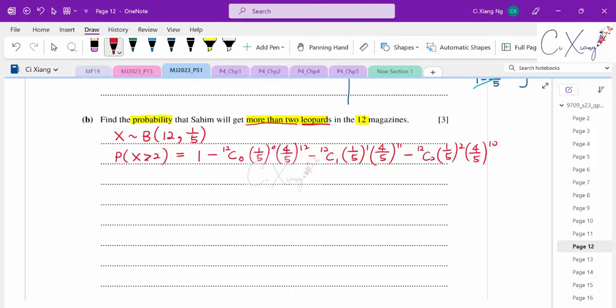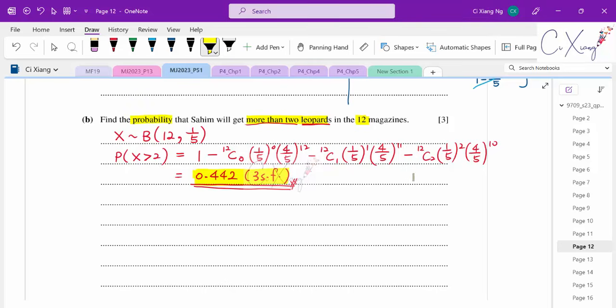Okay, so from our equation here, we want to include 3 until 12. That means when I want to minus, I have to minus x equals 0, x equals 1, and also x equals 2. Okay, so after I write out the formula here, then I straight away press the calculator and get the answer. So if you didn't make any careless mistake, by right, your answer should be 0.442, correct to 3 significant figures. Okay, so this is how we solve part B.